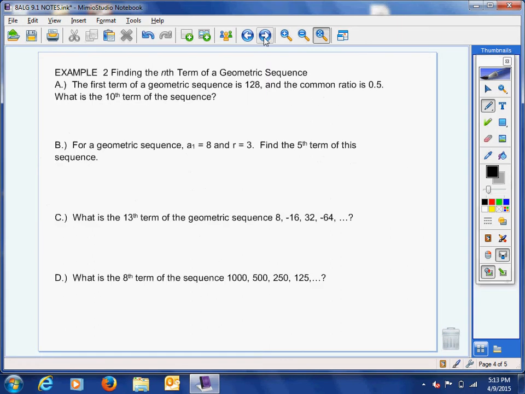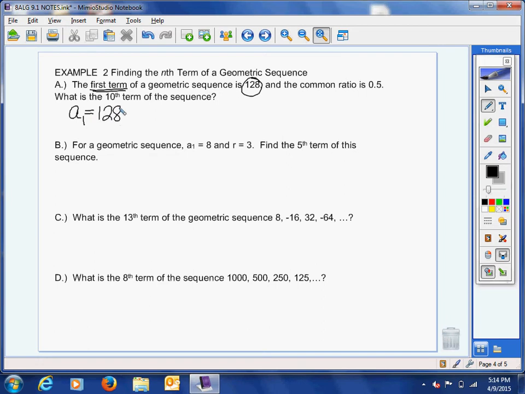All right, let's get to example 2. We're finding any term in a geometric sequence, okay? Any term. So they told us in letter A, the first term of a geometric sequence is 128. Okay, stop right there. The first term, that's important, juicy information right there. The first term is 128. Remember what we call the first term? a sub 1 is 128.